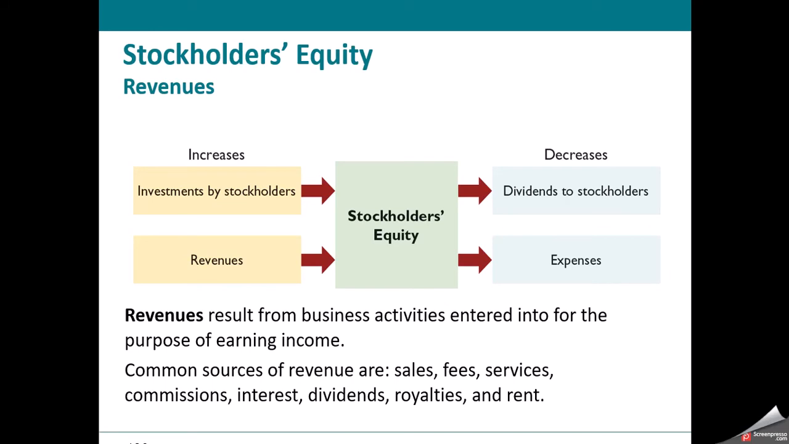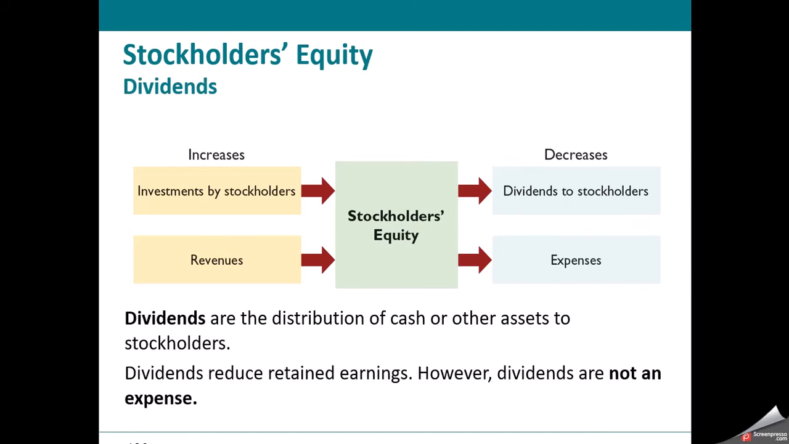Things that increase revenues are going to be like sales and fees and services, interest income, dividend income, if we have rental income. So again, anything that's income or revenue related, something that the company is making money on. Dividends are a distribution of those earnings.